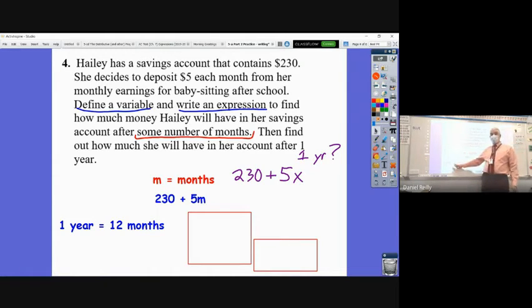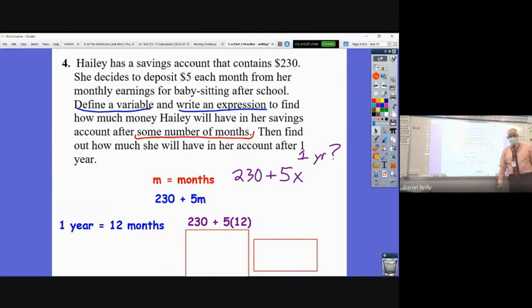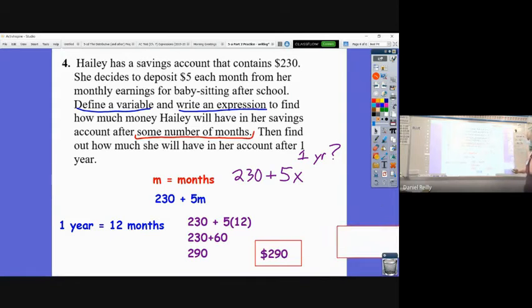1 year is 12 months. So I have to put 12 into my expression. 230, what she starts with, plus $5 each month times 12 months. That's 60. Okay, so the answer is 290, but that's not the answer. The answer to the question is, how much does she have in her account? $290. If you forget the dollars on this problem, you will lose a point. Okay? Good.